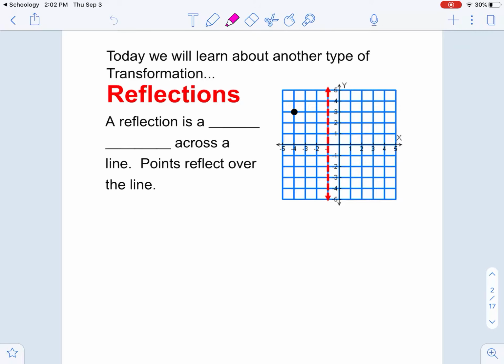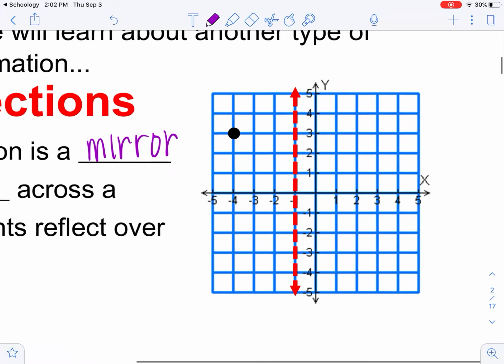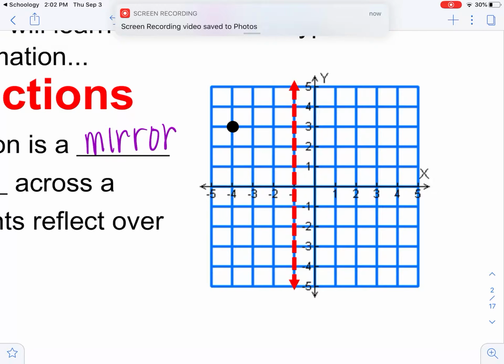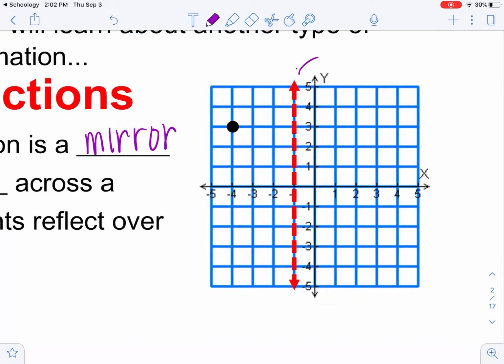Today, we will learn about another type of transformation called reflections. A reflection is a mirror image across a line. Points are reflected over the line. If you look right here, I have a line, that dashed line right there. That dashed line is the line x equals -1.